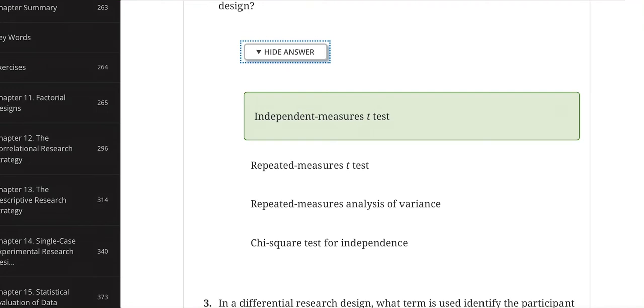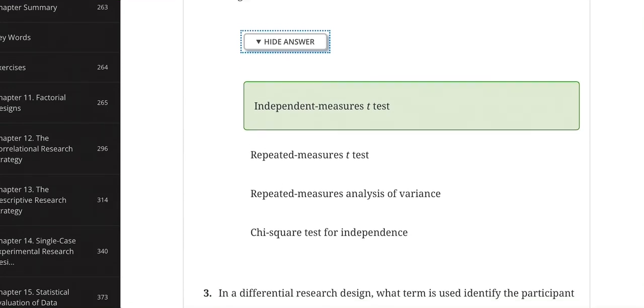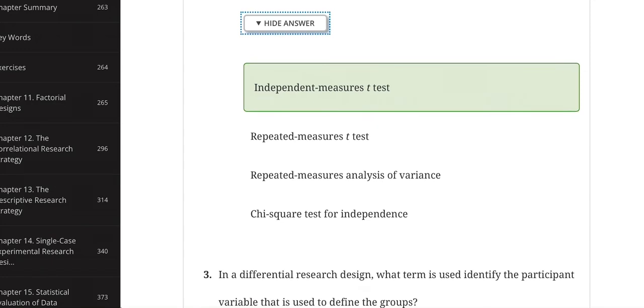The other answers here are not correct, because repeated measures would be a within subjects design. That would be a pre-post design, or a longitudinal design, or something that requires you measuring them more than once. This is a post-test only non-equivalent control group, so it is not repeated measures. And then, of course, we just talked about chi-square is for non-numerical data, and this is talking about a mean difference. So obviously, if there's a mean, if there's an average, then there's numbers, so it is not a chi-square.